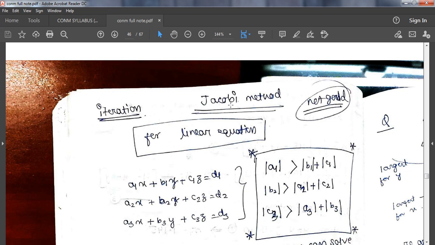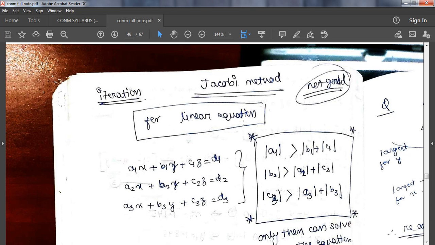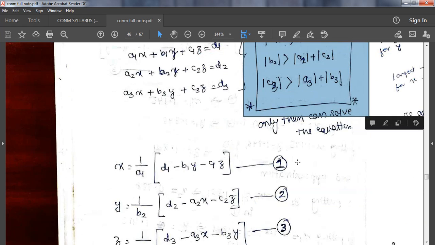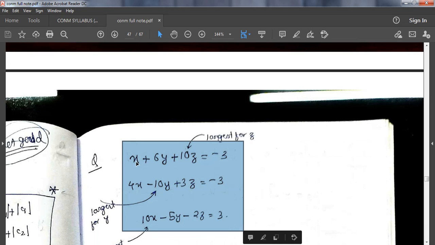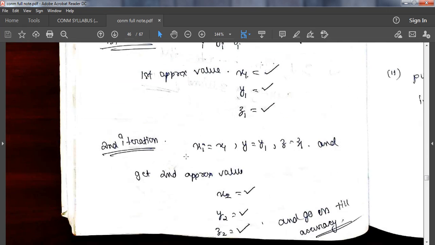In the Jacobi method, we have to satisfy this particular criteria. So let's see this criteria with an example. Suppose I have these three equations. So what is the criteria? The criteria says that in order to find out the value of a particular variable, its coefficient should be greater than the summation of the other two.